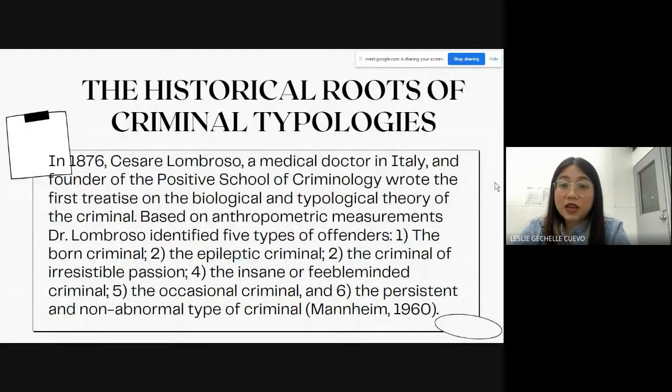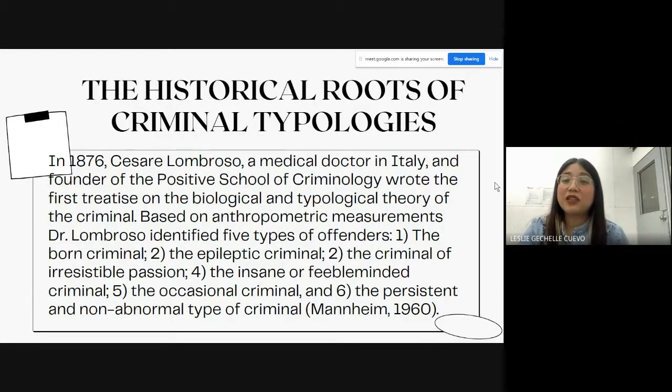Okay, so the historical roots of criminal typologies. In 1876, Cesar Lombroso, a medical doctor in Italy and founder of the positive school of criminology or the positivist theory, wrote the first treatise on the biological and typological theory of the criminal. So, biological, take note of that. Yun yung kanyang study, yun yung kanyang treatise. Ito yung sinasabi ko kanina na kapag pangit ka, kasi based sa physical characteristics, ang pag-define natin sa isang tao kung criminal ba siya o hindi.